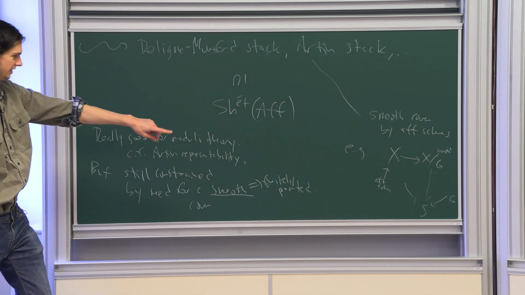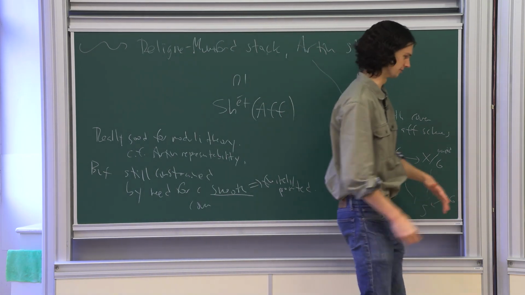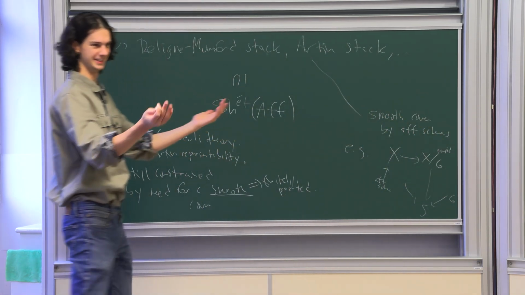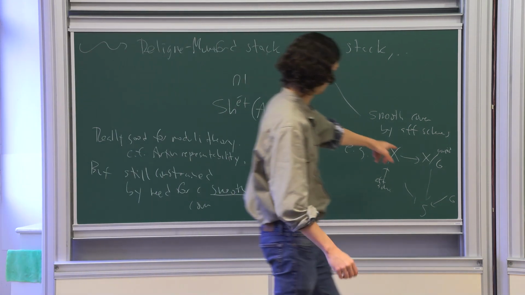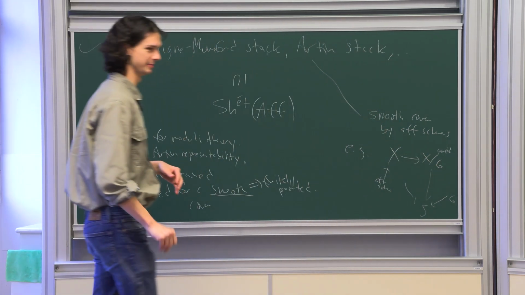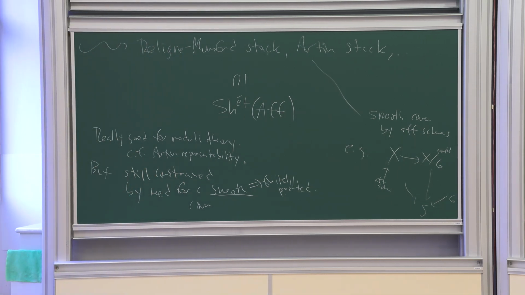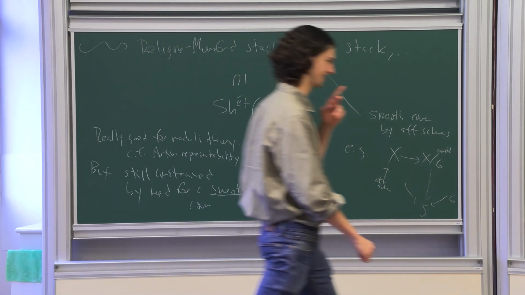So if you had some non-finite type group scheme acting on something, you wouldn't necessarily be able to take the quotient. Now you might say, why do you care? Well, just a second.